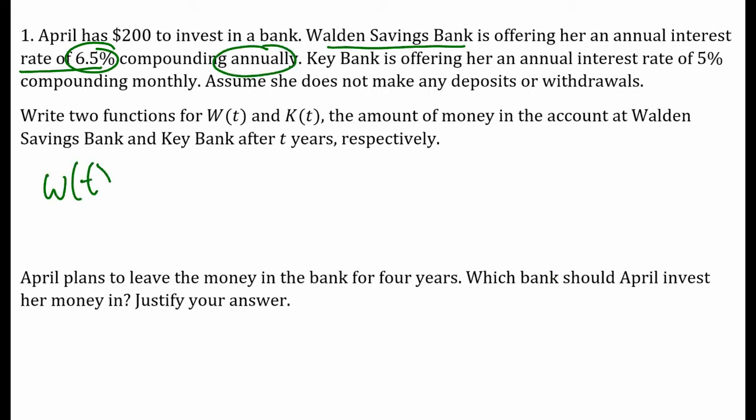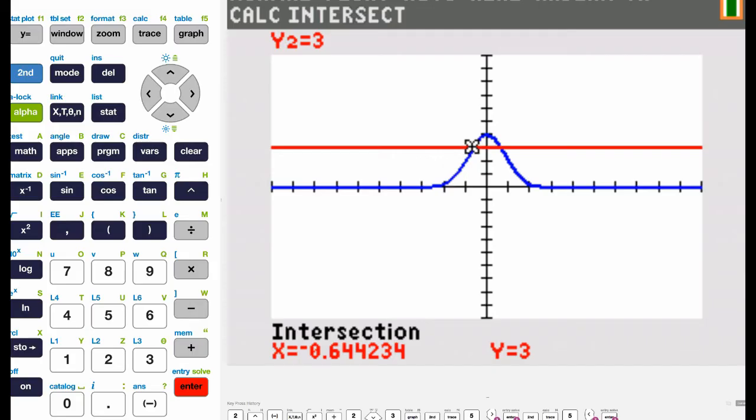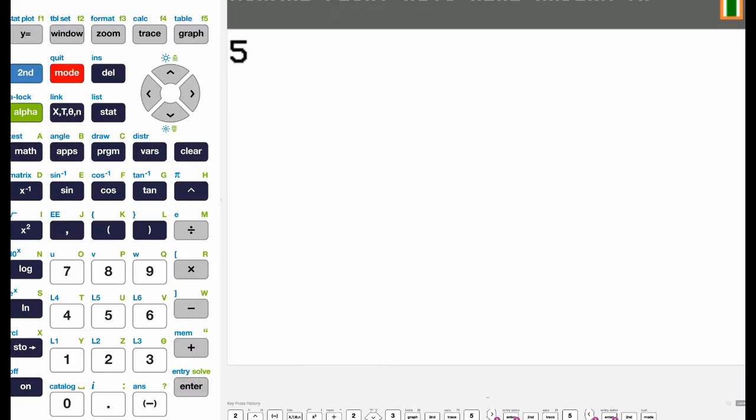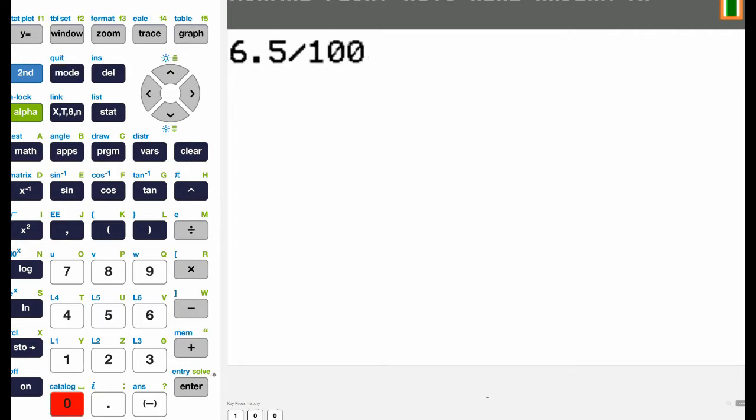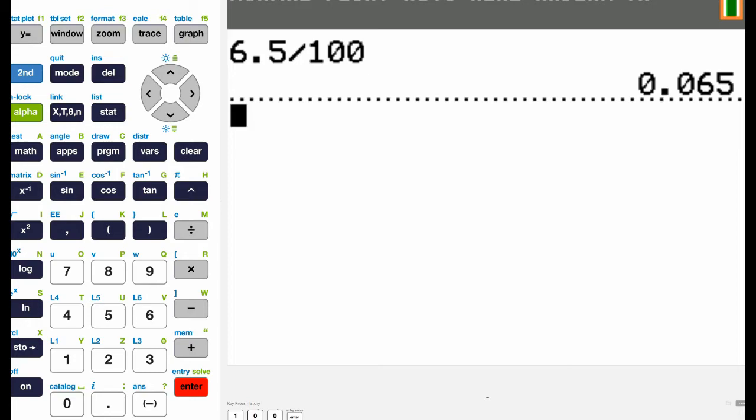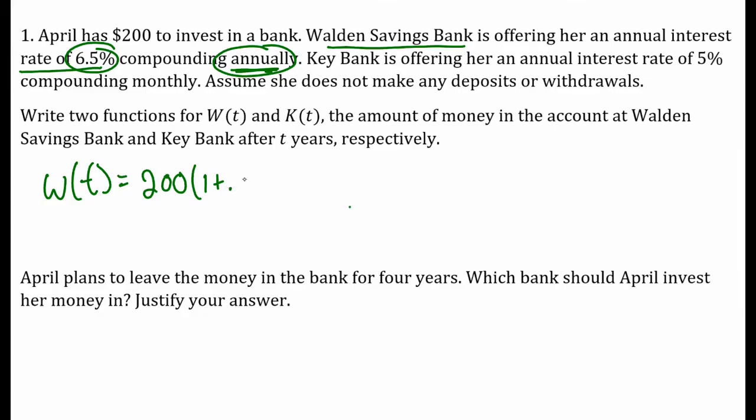So W of t equals, well, we're starting with 200, and we're increasing it by 6.5% compounding annually. So I don't need to do any conversions here. It's just 1 plus, make that percent a decimal. Please go to your calculator. 6.5 divided by 100. I don't want it to be a percent anymore. 0.065. So W of t equals 200 times 1 plus 0.065 raised to the t power. That's a function for Walden.